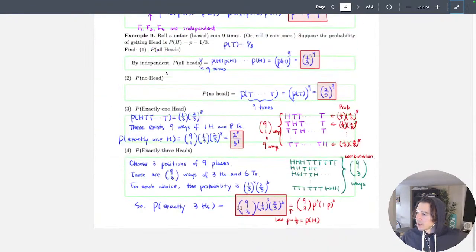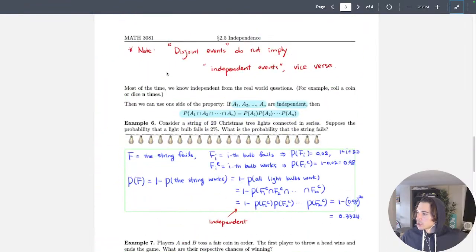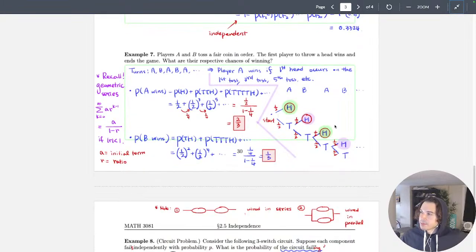So how many of these examples do we want to do? Let's do two. Which one looks more complicated? This one does. So players A and B toss a fair coin in order. The first player to flip heads wins and ends the game. What are their respective chances of winning?